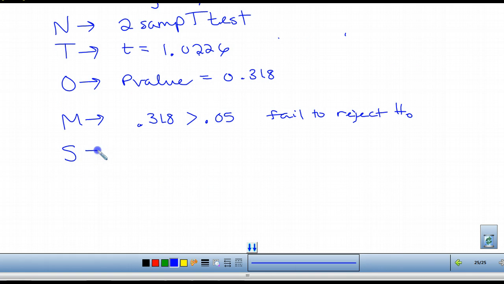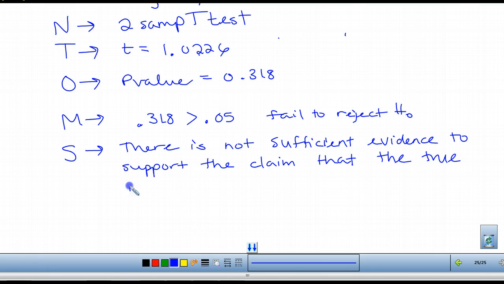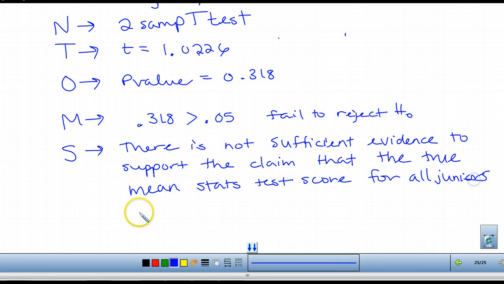So let's do our statement. There is not sufficient evidence to support the claim that the true mean stats test score for all juniors is not equal to that of the seniors.